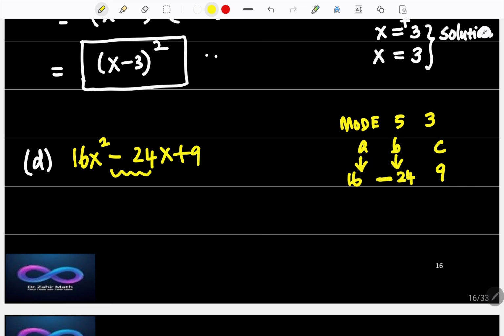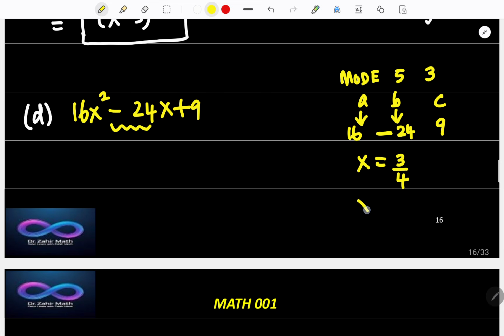So let me start also the calculator because it's a big number. Let me start. 16 and then minus 24 and then 9. So if you press the calculator, you are getting the answer x equals 3 by 4. And x, it is not x1. So if it is not x1, you just write one more time.